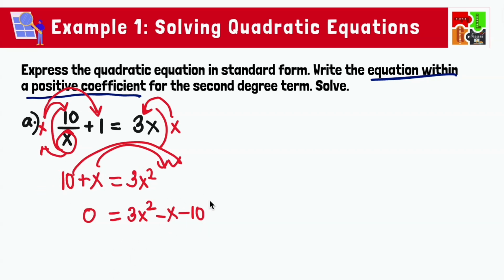So, pwede natin itong iswap, no? Pwede natin pagpalitin to. Mapupunta to dito. Itong 0 mapupunta sa kabila. Okay? So, we have 3x squared minus x minus 10 equals 0. Then, we can finally say na ito ay naka-standard form na.